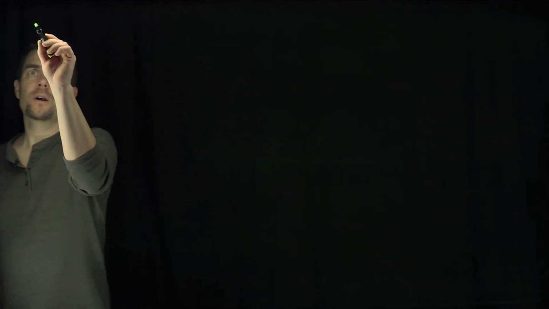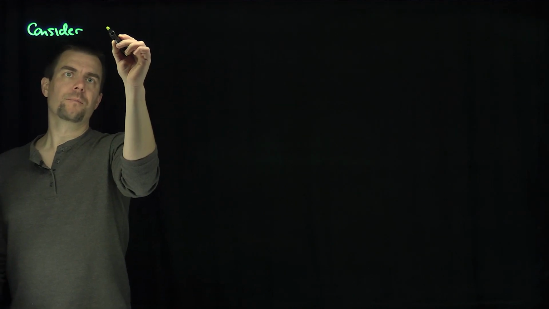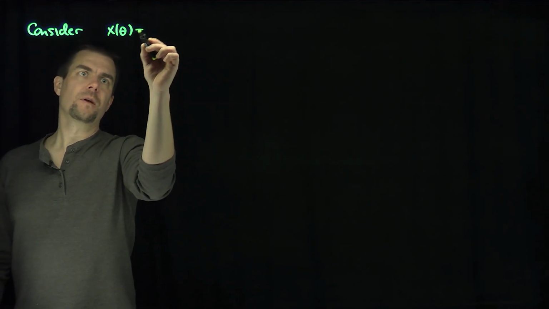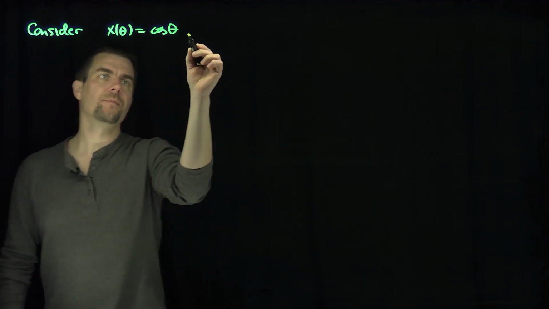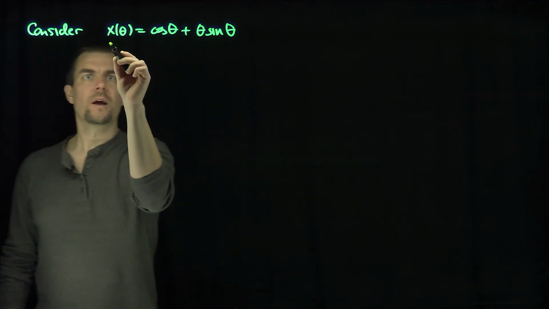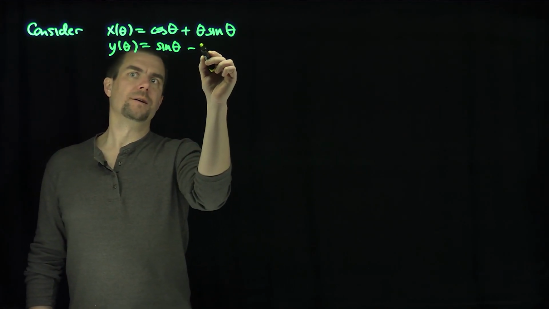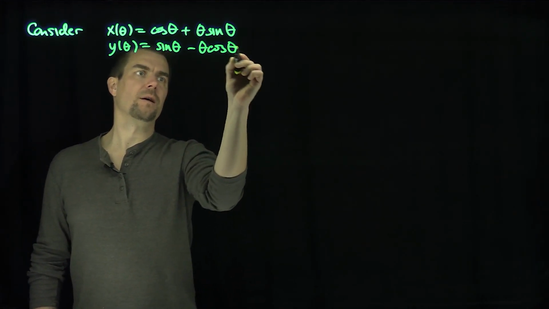Hello students, in this video we'll see an example of computing arc length and surface area of revolution of a parametric curve. We're going to consider the parametric curve x of theta is cosine of theta plus theta sine theta, and y of theta is going to be sine theta minus theta cosine theta.